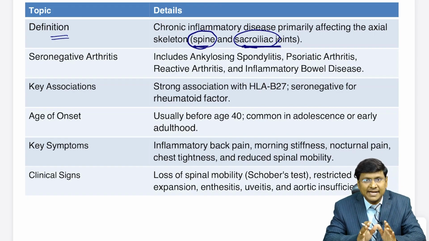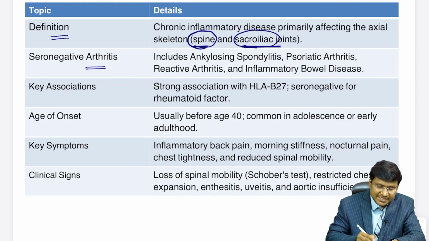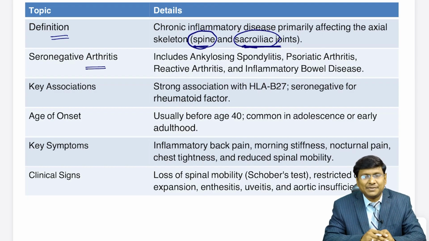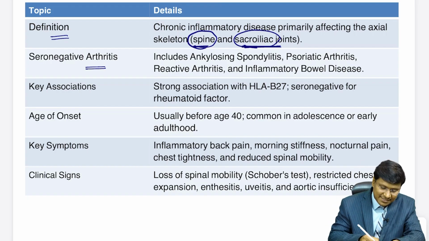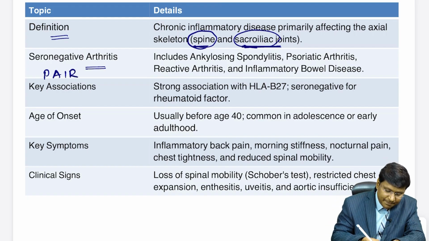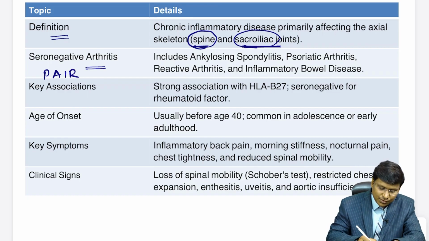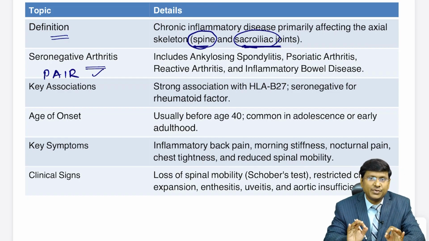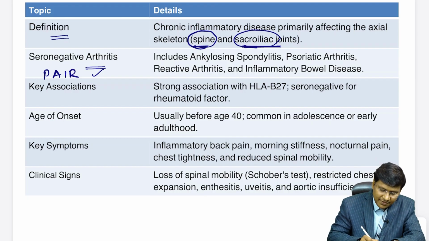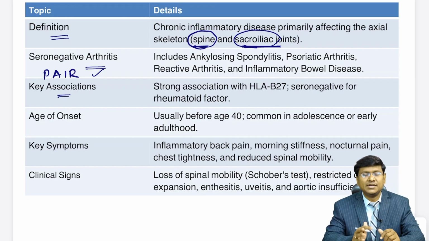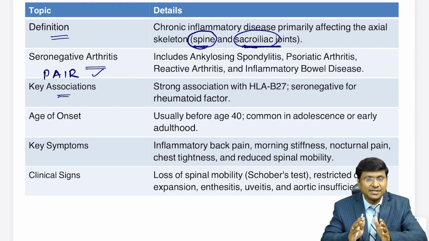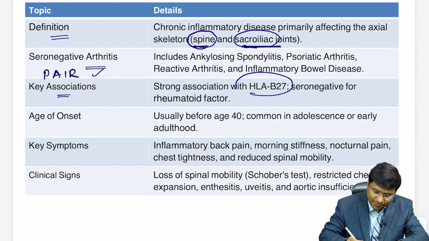And as I have said, ankylosing spondylitis is a form of seronegative arthritis. And what are the other examples of seronegative arthritis? That includes the mnemonic PAIR. P stands for psoriatic arthritis, A stands for ankylosing spondylitis, I stands for inflammatory bowel disease, R stands for recurrent or reactive arthritis. So these are the conditions where you have seronegative arthritis. Now, if you take the important associations, all these patients with seronegative arthritis have HLA-B27 positive.